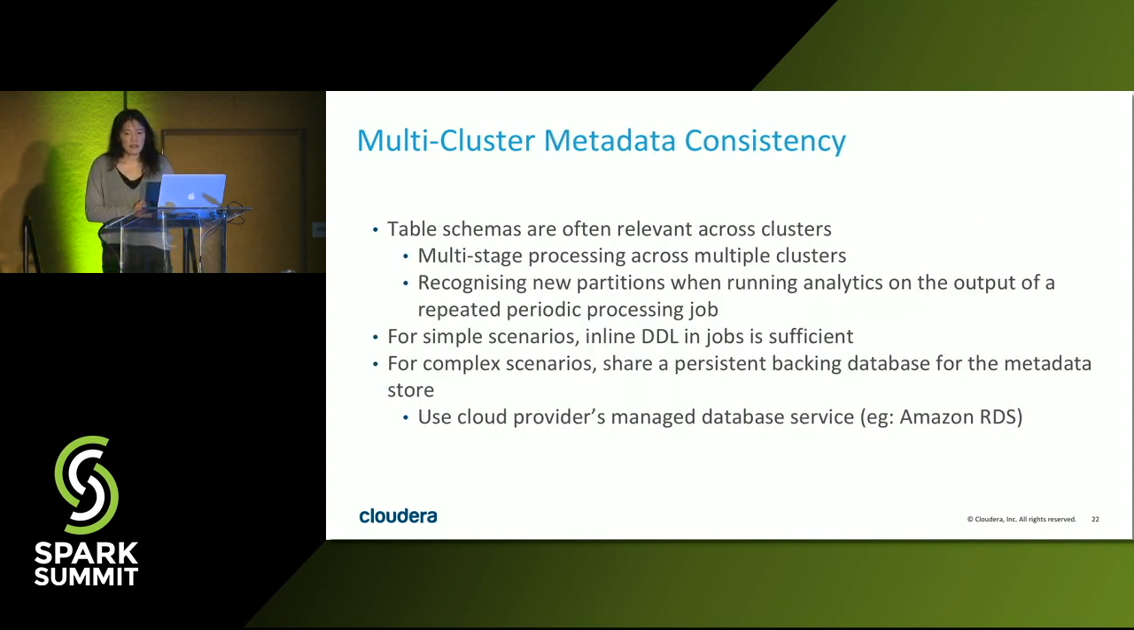There's metadata consistency that needs to be shared across the different clusters. So we have different types of metadata that's associated with the data. These are things like Hive Metastore schema and Impala statistics, Navigator lineage information, as well as the S3 Guard metadata. And so we're making sure that all of this metadata is consistent across different clusters that are being used.